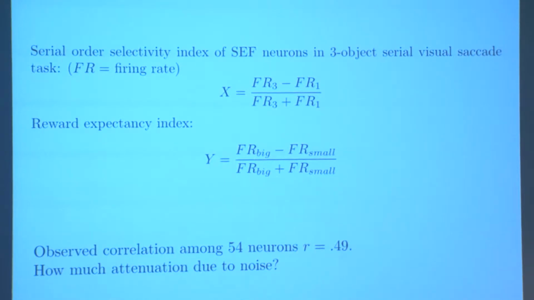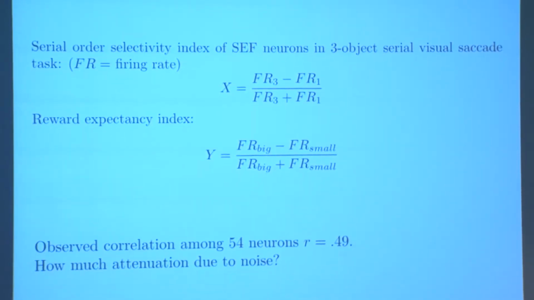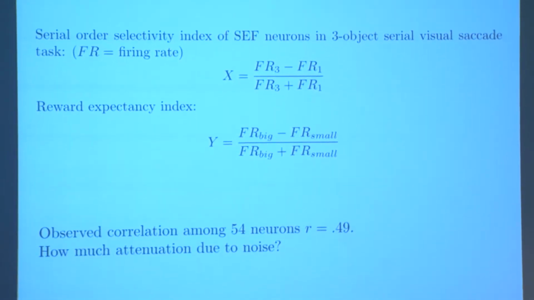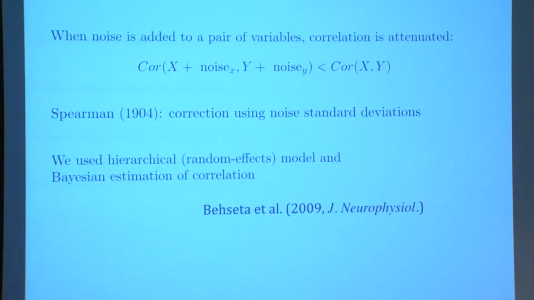He thought it would be a substantially higher correlation, and I said, oh, well, these are noisy measurements. I mean, the correlation is probably attenuated. Statisticians know all about how correlation is attenuated due to noise. And he said, oh, really? And I said, yeah, not only that, you can correct for it. It's been known for over 100 years.